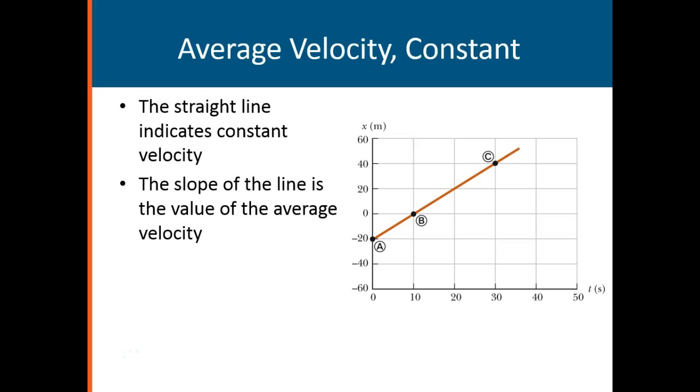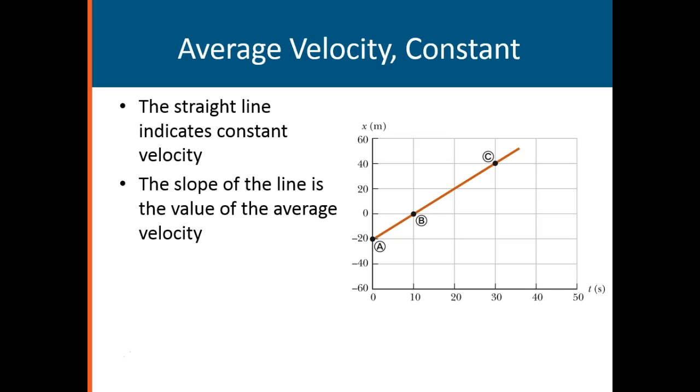That's going 2 meters per second. 2 meters per second would be the average velocity, and if it traveled exactly that path, it would also be its average speed. The slope of the line is the value of the average velocity.